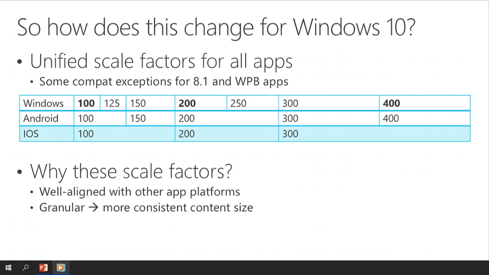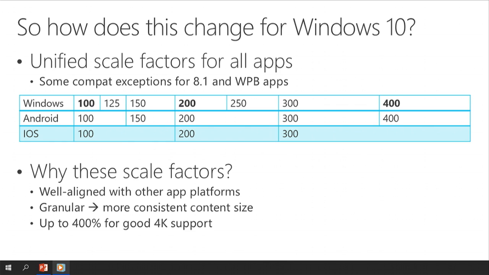We have the same issue down here for the 125 between the 100 and the 150. It's even conceivable in the future that we might decide that we would need to have some additional scale factors in here that we would add at some point in the future. Again, it's with the goal of keeping the content size remarkably consistent for all your users, and also with the goal for you as developers that you still only have to support a handful of scale factors. So we think this granularity is a really good thing.